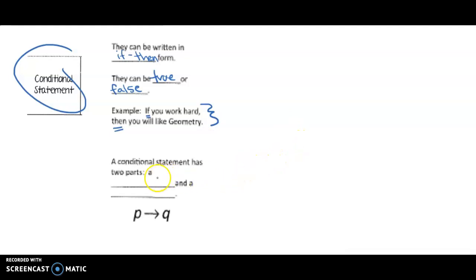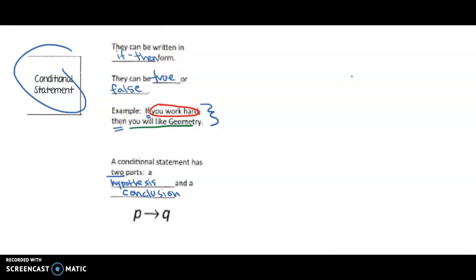Okay, every conditional statement has two parts. It has a hypothesis, which, as you know from science, hypothesis always comes before a conclusion. So the first part is the hypothesis and the second part is the conclusion. So if we look at this, the hypothesis would be you work hard. Okay, and the conclusion would be you will like geometry.